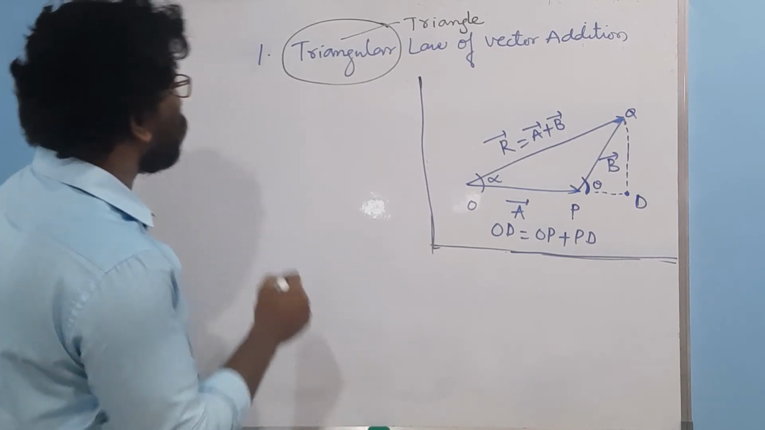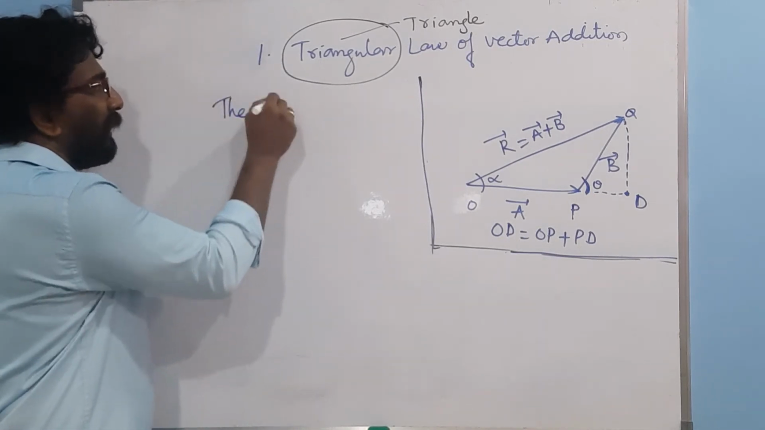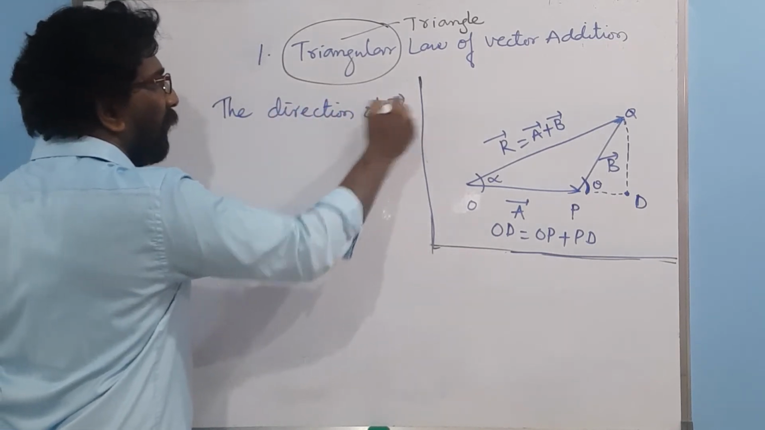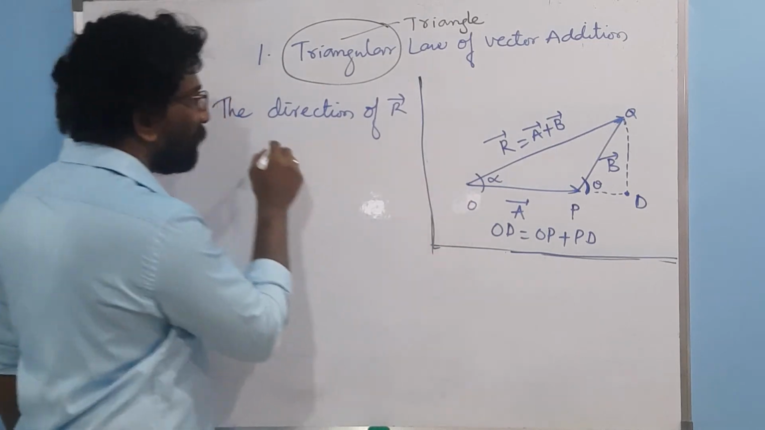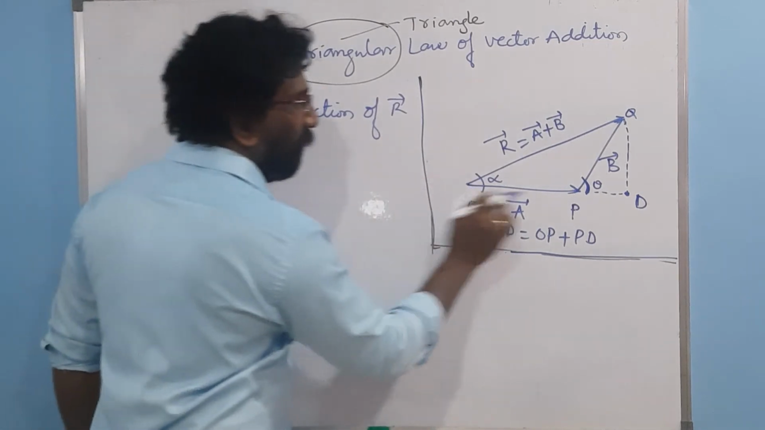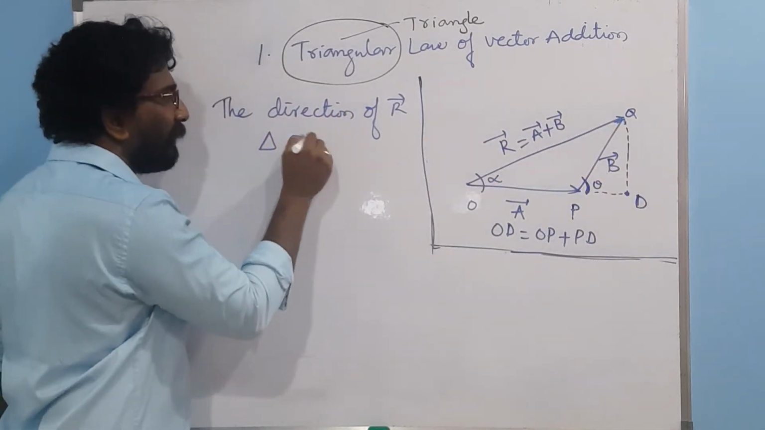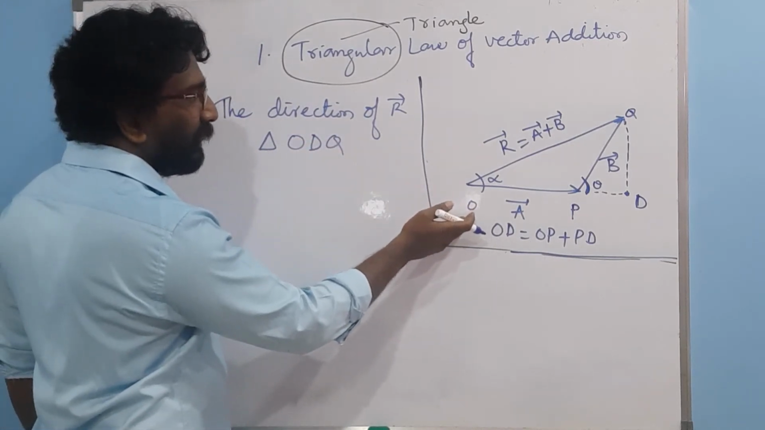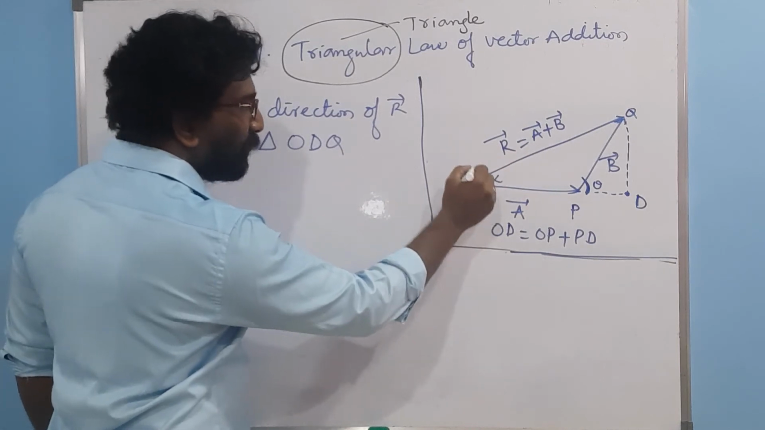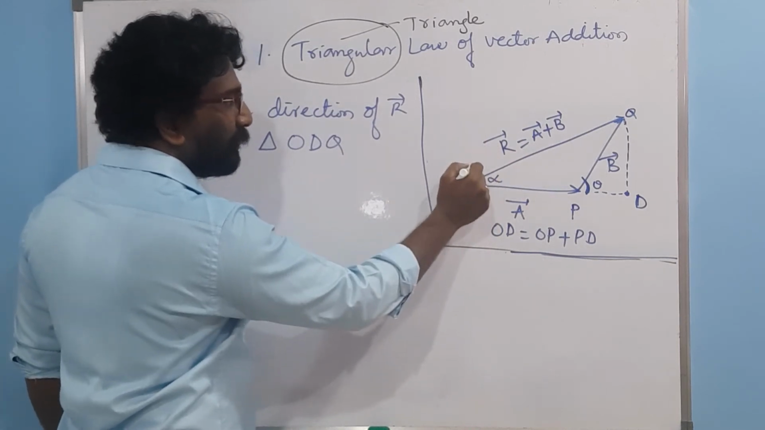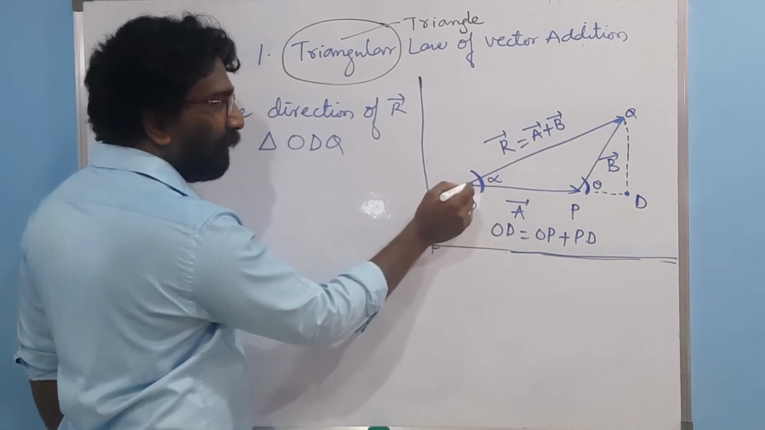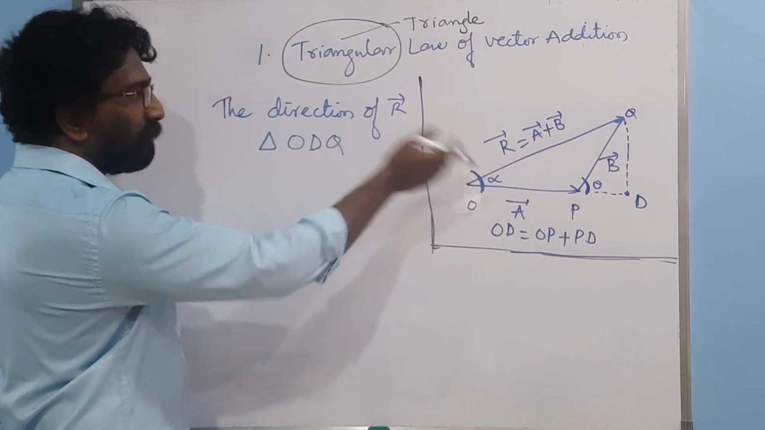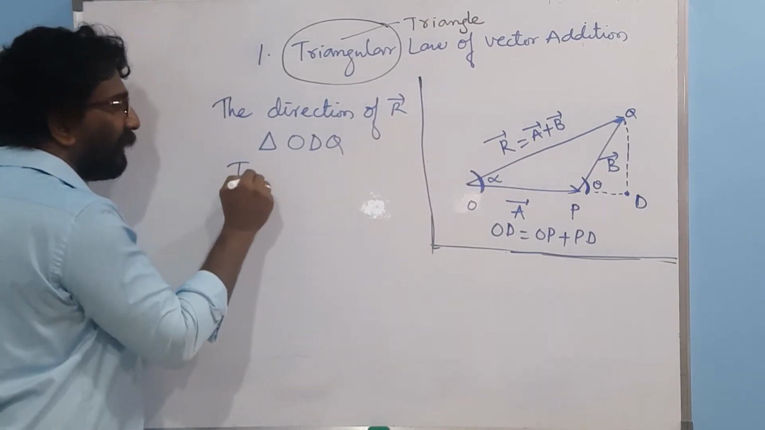Now let us see the direction of this vector, the direction of resultant vector R. How to find this? If I take the right angle triangle ODQ here, you can see that this alpha is an angle. The vector R is inclined with an angle alpha in the direction of vector A. So how to find this direction? The direction is found by tan alpha.